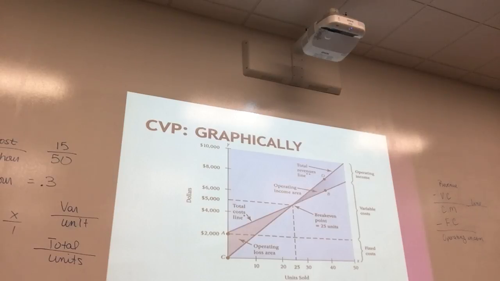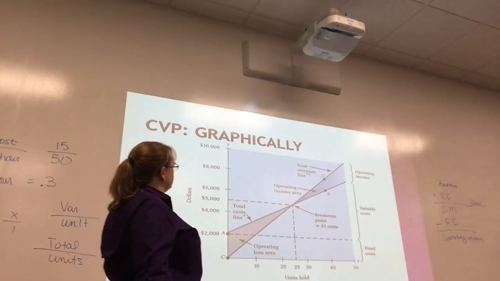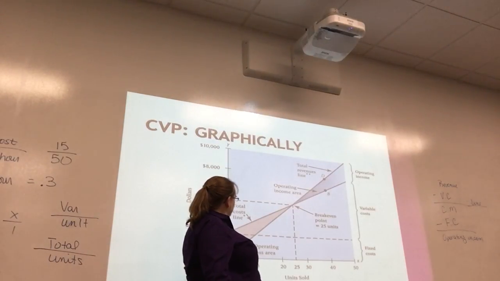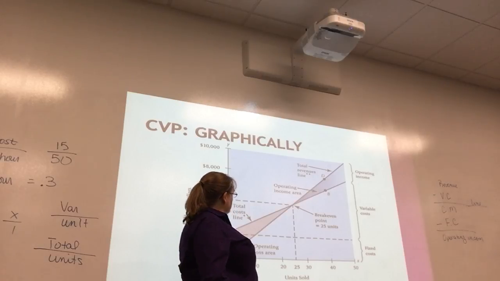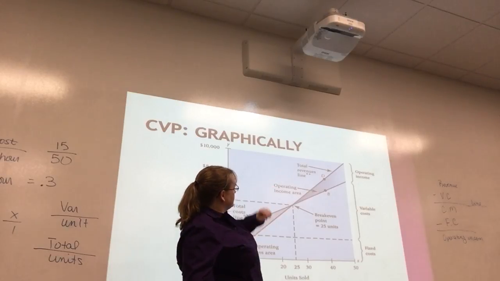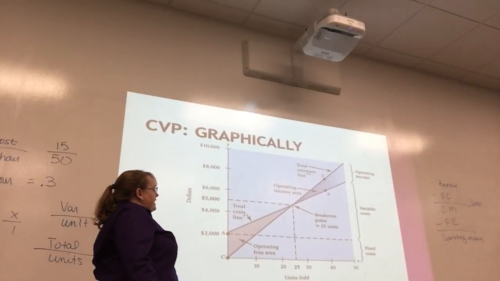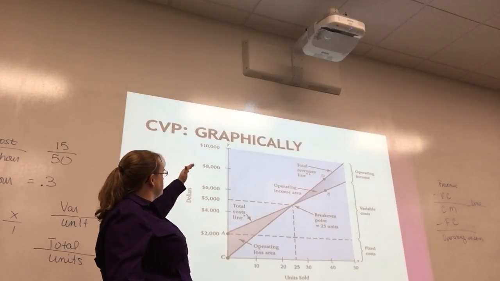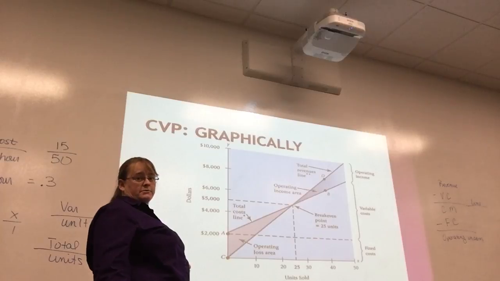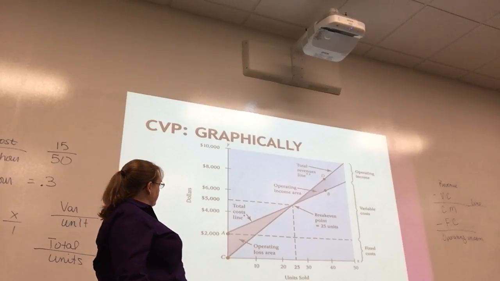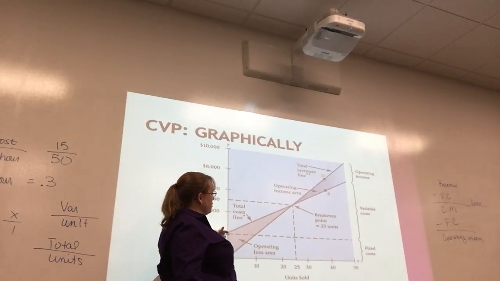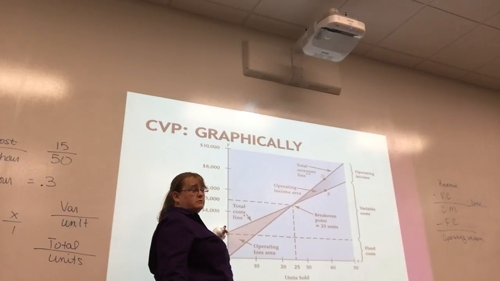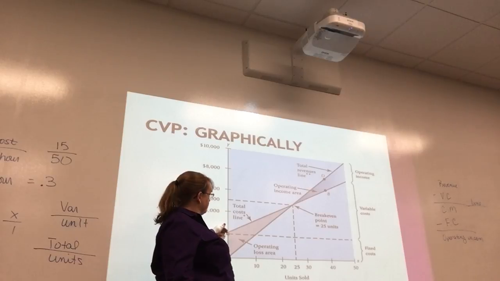All right. Now looking at graphically what happens here. This is my total revenue line, from 0 all the way up to $10,000. If I sell 50 units, I'm going to bring in $10,000. Now, this is my total cost line. What's total cost equal? Variable and fixed, all right?